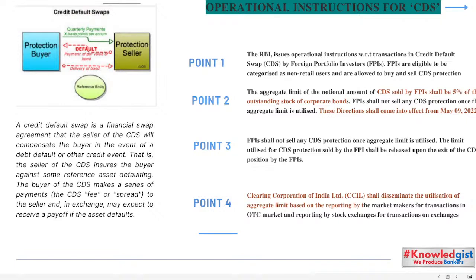These directions shall come into effect from May 9, 2022. The limit utilized for CDS protection sold by the FPIs shall be released upon the exit of the CDS position by the FPIs. CCIL, Clearing Corporation of India Limited, shall disseminate the utilization of the aggregate limit based on the reporting by the market makers for transactions in the over-the-counter market and reporting by the stock exchange for transactions on the exchange.